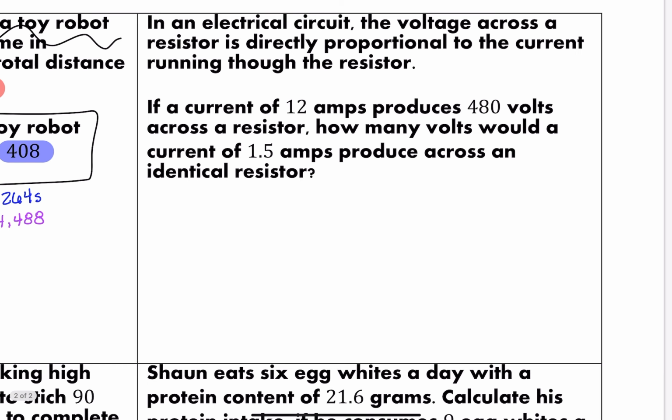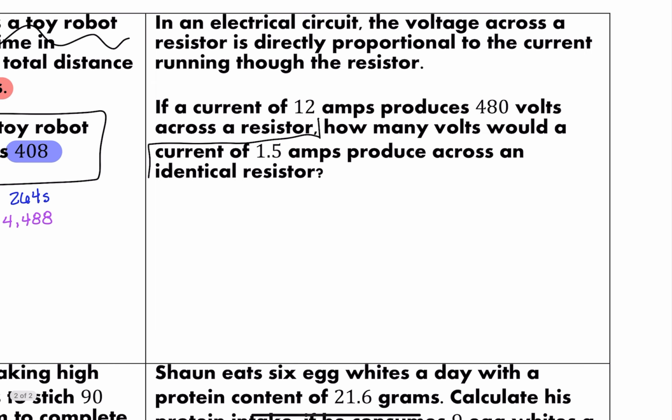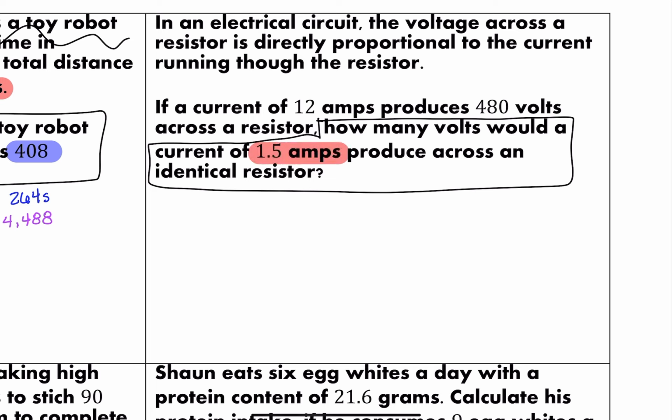Let's do one more. So I'm going to go straight to the question, which is where my question mark is, okay? So again, do not read the whole thing. Look for the first number. First number I see is 1.5 amps. So I'm going to put amps. And I'm going to put 1.5 with it because I already know that matches, okay? Then I'm going to go to my question.